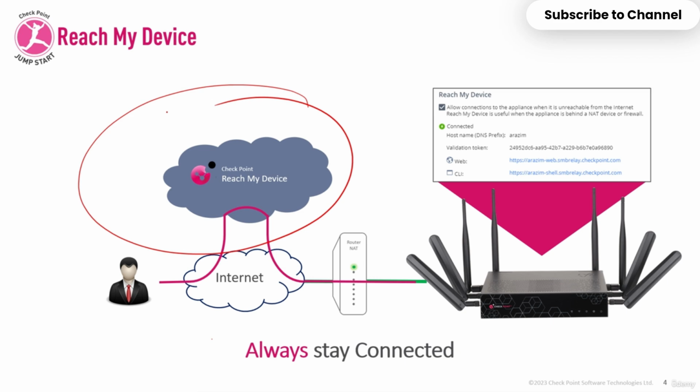When the security gateway enables the Reach My Device service, an outgoing tunnel to the Check Point cloud service is established with the appliance IP address.